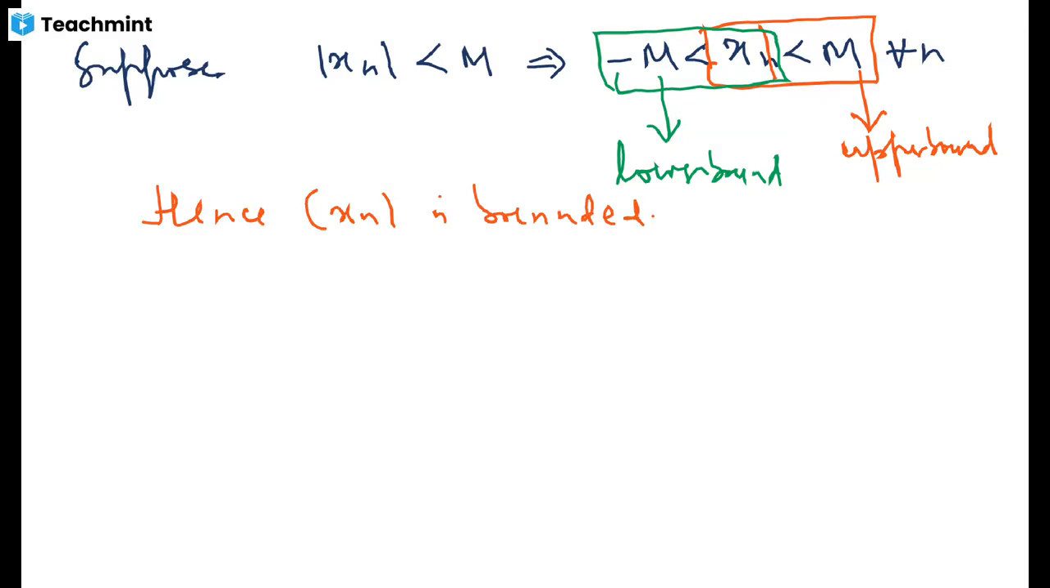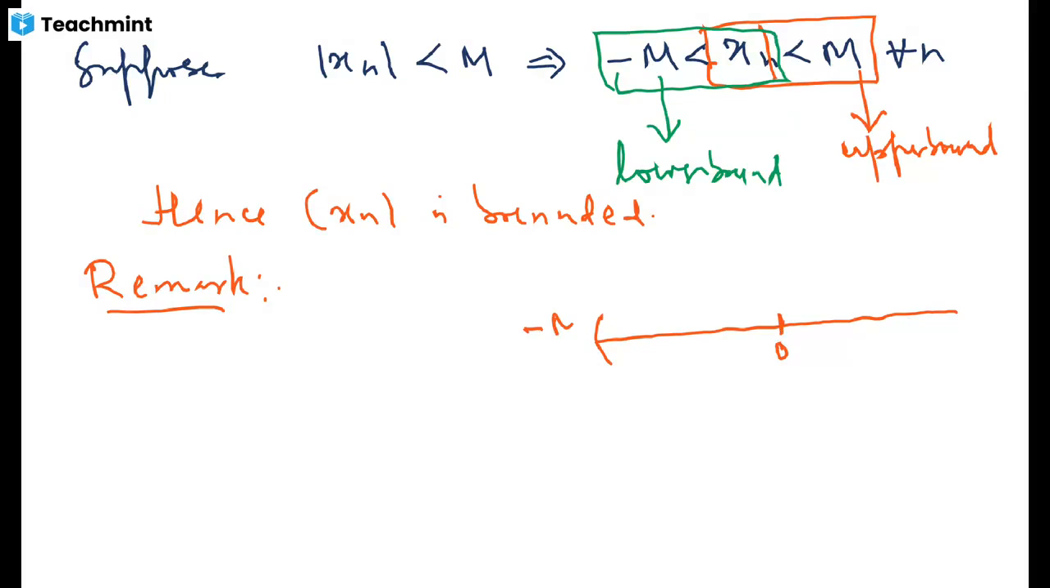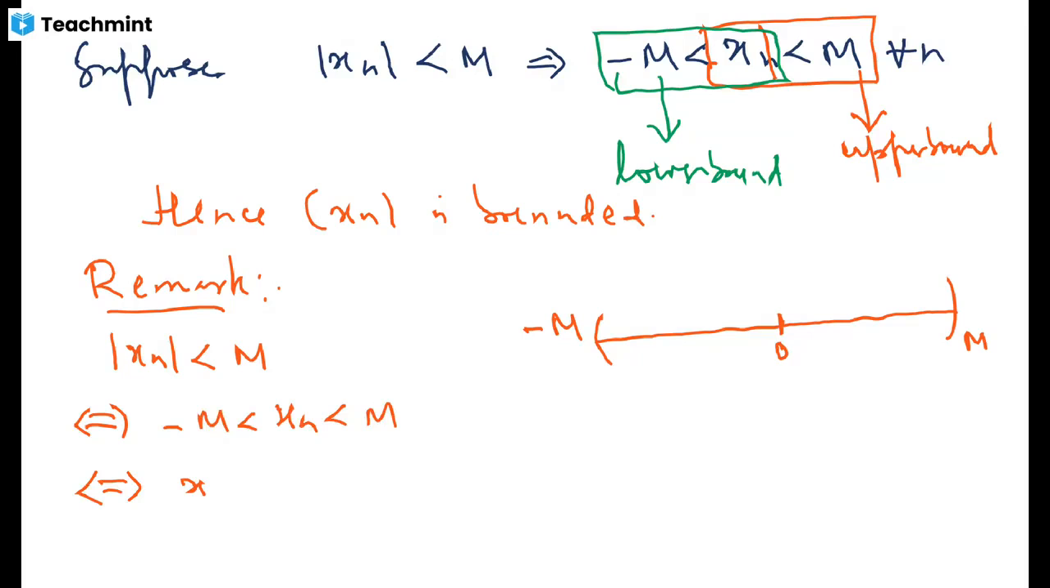So this is another equivalent. Let me conclude with something very interesting. So what do you have? Suppose I have a bounded sequence. Then this result says that you will have a real number M, positive M. If you have a positive M, with 0 here, minus M on this side and M on this side, then this says that the sequence being less than M in modulus means minus M is less than xn is less than M, and this happens if and only if the term of the sequence lies inside this open interval.